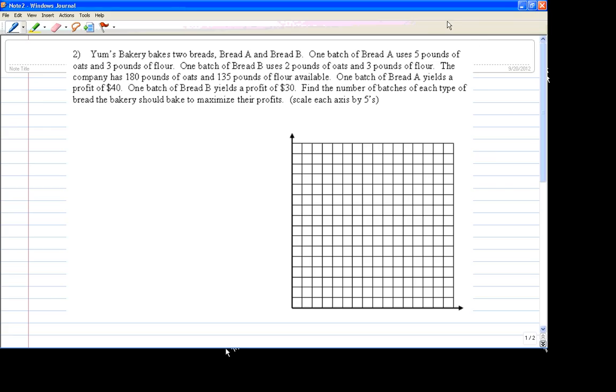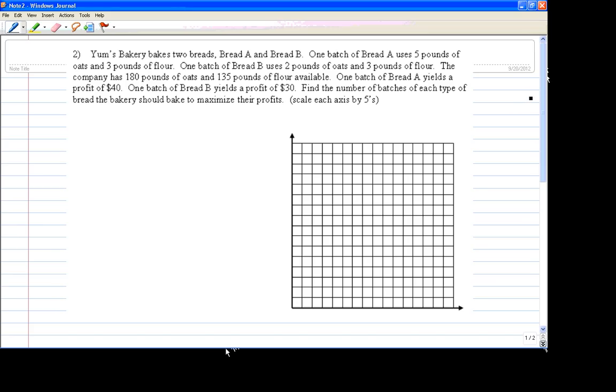One batch of bread A uses 5 pounds of oats and 3 pounds of flour. One batch of bread B uses 2 pounds of oats and 3 pounds of flour. The company has 180 pounds of oats and 135 pounds of flour available. One batch of bread A yields a profit of $40, and one batch of bread B yields a profit of $30. Find the number of batches of each type of bread the bakery should bake to maximize their profit. Scale each axis by 5s.